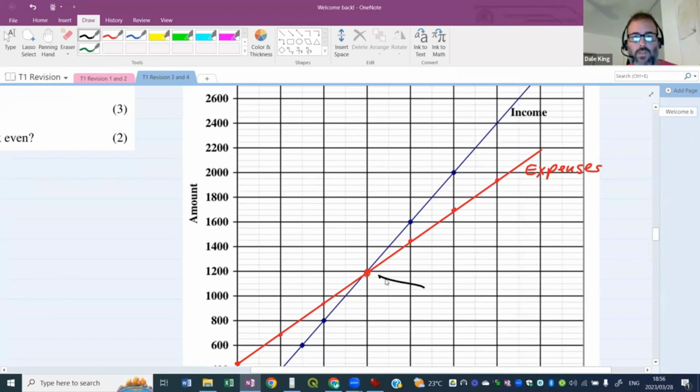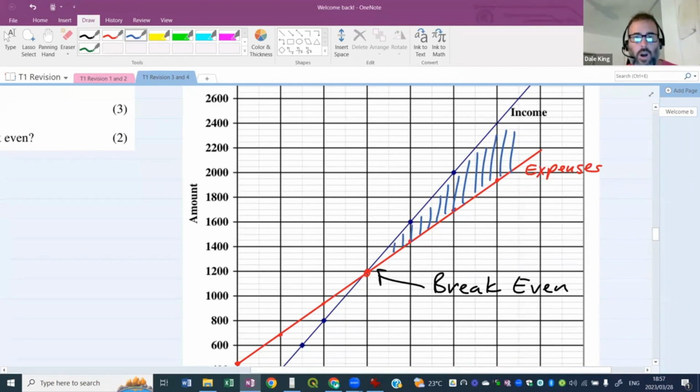So at the break-even point here, where the lines crossed over, we call this the break-even point. This is where your business will break even. Your income will equal your expenses. You're not making any profit and you're not making any loss. You're breaking even. No profit, no loss. What you want to do is go beyond this. You want to go to this part of the graph here. This part of the graph is the part you want to be on.